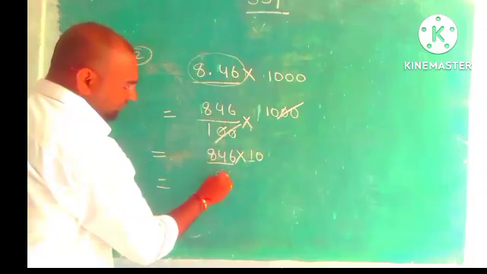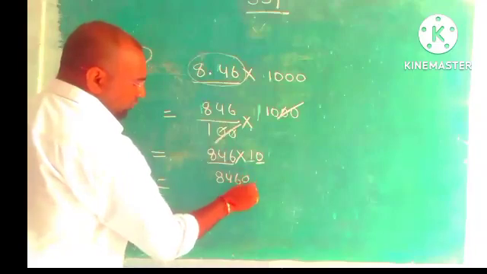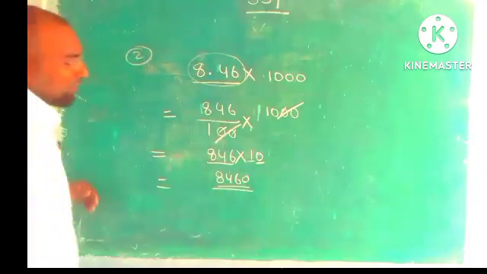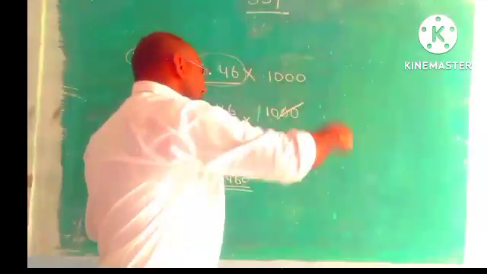Then next step, multiply this now. 846 ones are 846, and how many zeros are there? 1. So write down 1 zero. So this is going to be the answer. Is this clear?